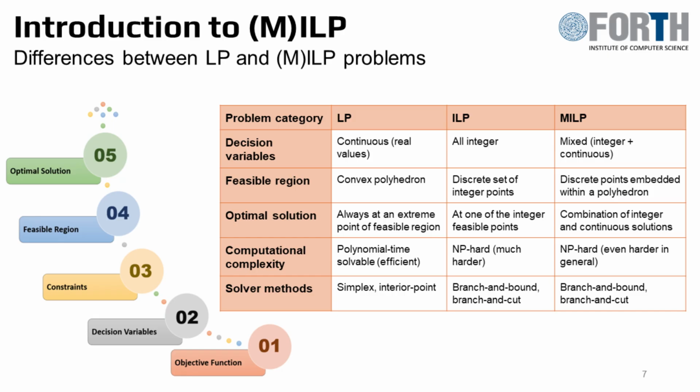Third, optimal solution. In LP, the optimal solution always lies at an extreme point or vertex of the feasible polyhedron. In ILP, the optimal solution must lie on one of the integer feasible points. In MILP, the optimal solution combines both aspects. Conceptually, the solver searches over discrete configurations, and for each configuration, solves a continuous optimization subproblem.